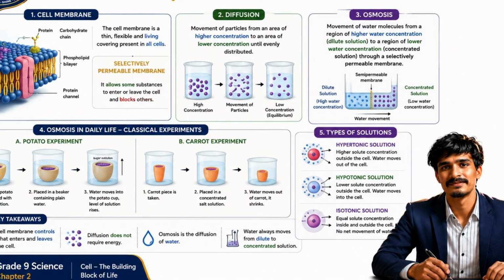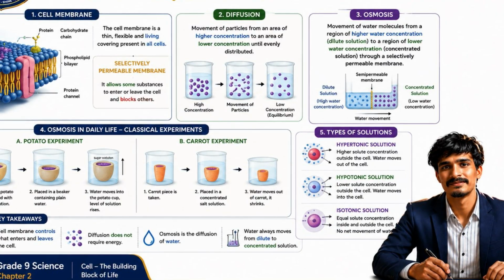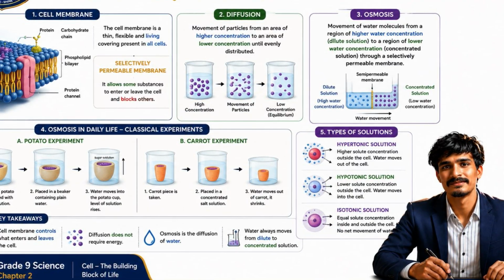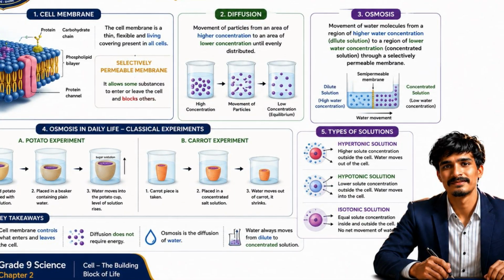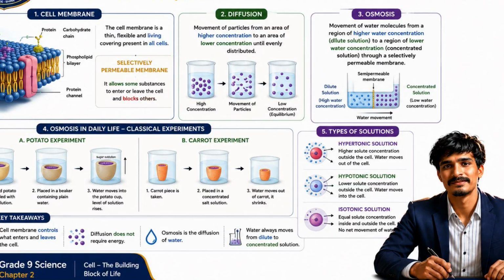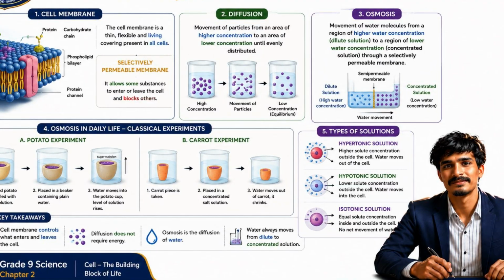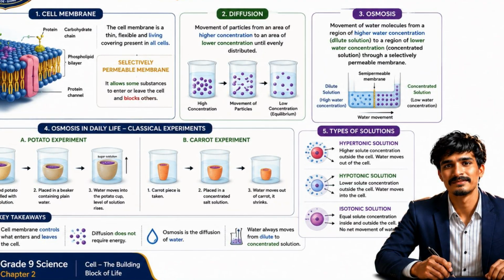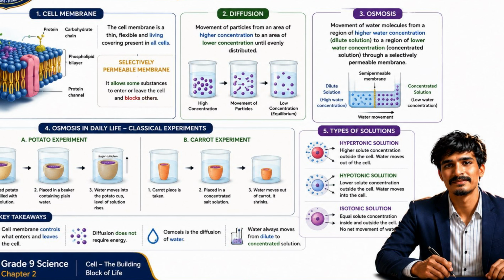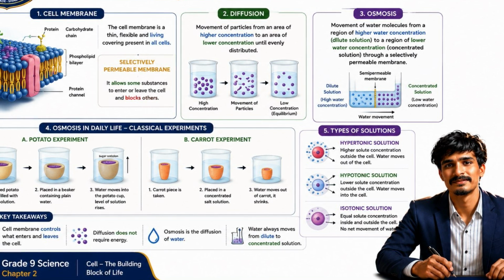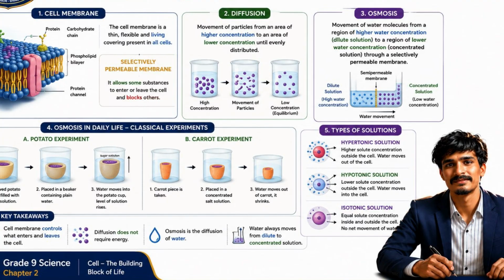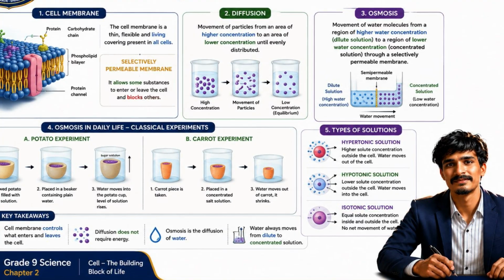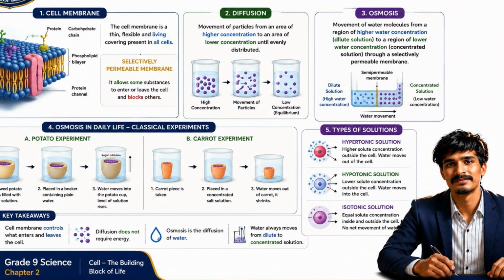To understand osmosis better, let us look at the famous potato experiment mentioned in NCERT. In this experiment, a potato is hollowed out to form a cup-like structure. The cavity is filled with a concentrated sugar solution, and the potato is placed in a beaker containing plain water. After some time, the level of sugar solution inside the potato cavity rises.